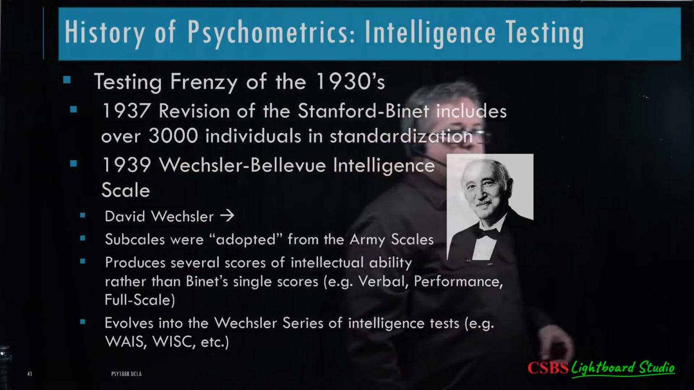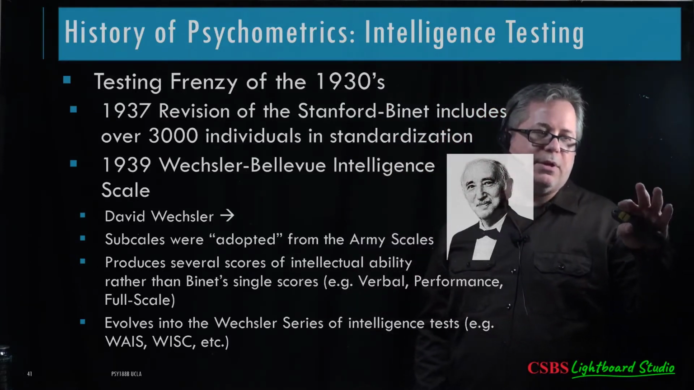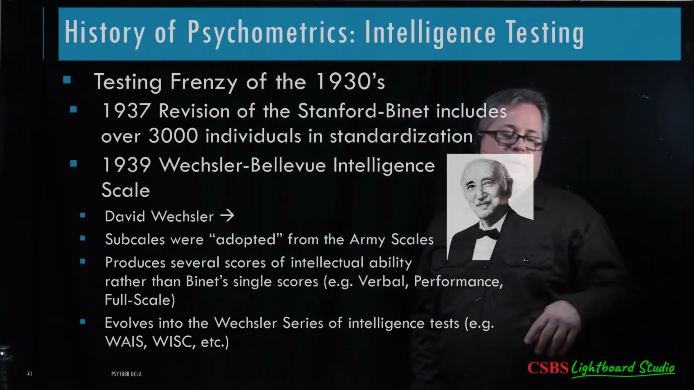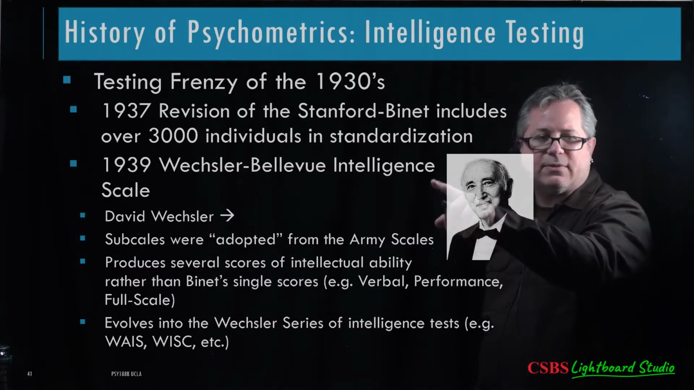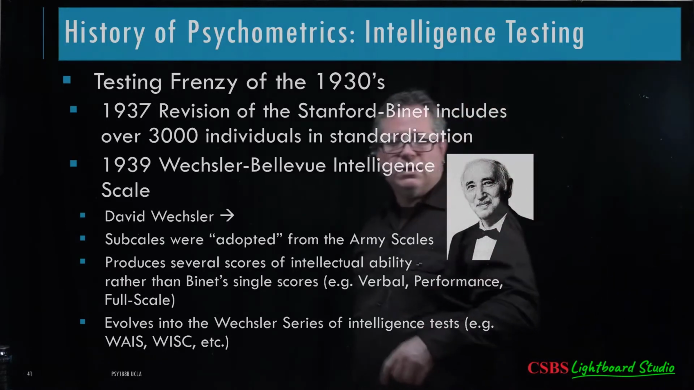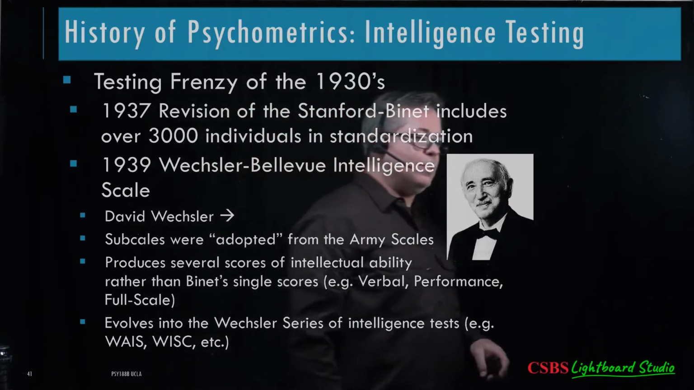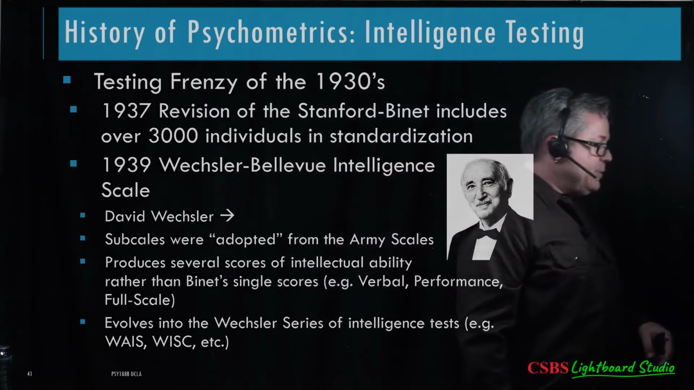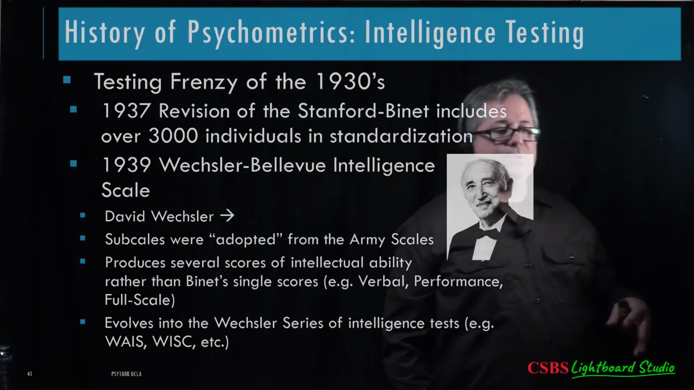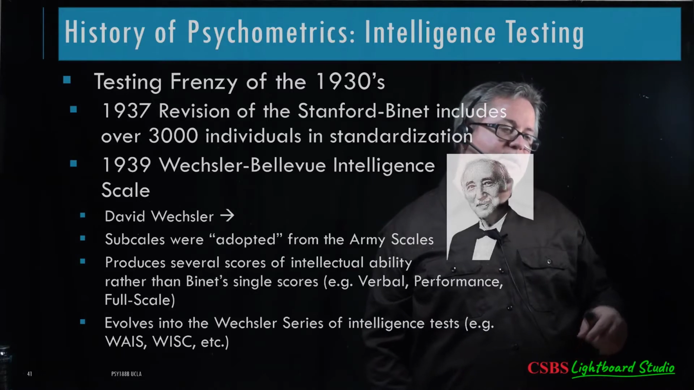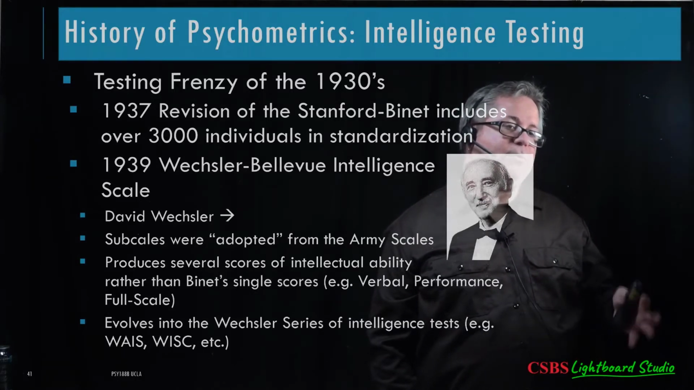In 1937, they did another revision of the Stanford-Binet, but around that same time is when the Wechsler-Bellevue test of intelligence came out. This is David Wechsler. The Wechsler-Bellevue was supposed to be sort of a rival intelligence measure to the Stanford-Binet, but instead of having one intelligence score, you now started to have multiple scores.